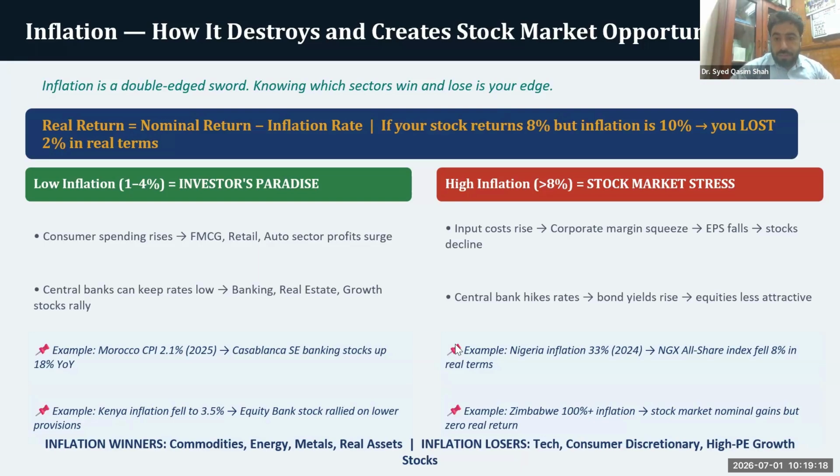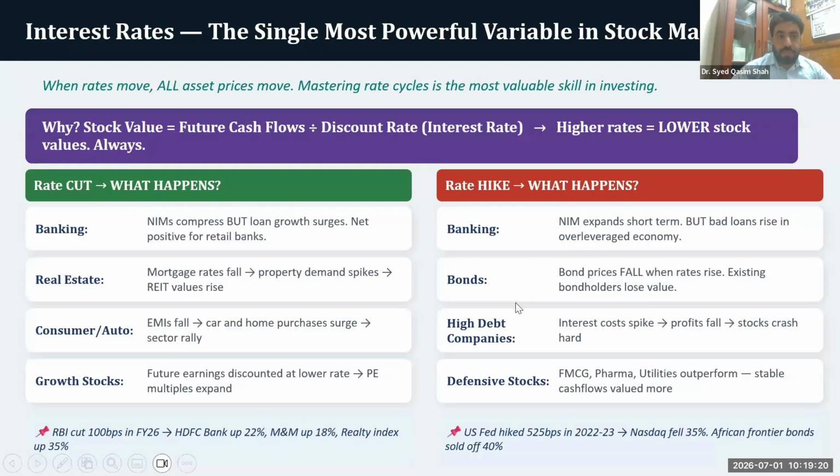Moving forward, the third thing that is linked with the stock market. The first one we have learned is how stock market and GDP are linked. The second thing is how inflation is linked, and now interest rate. Interest rate is a very powerful variable with reference to the stock market. When interest rates move, asset prices move.